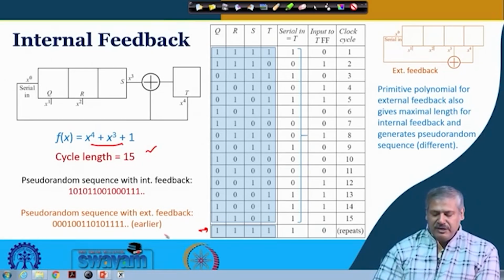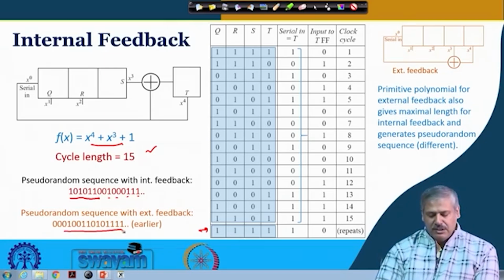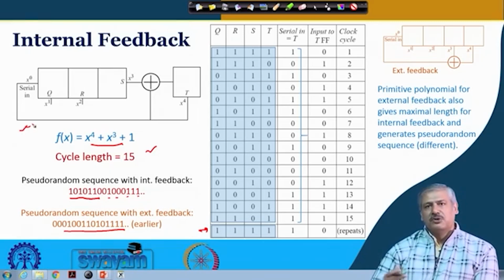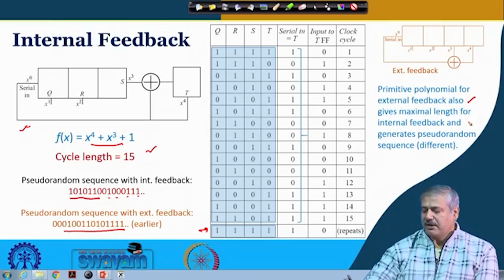But in this case, the pseudo random sequence that is getting generated is 1 0 1 0 1. So, whatever you see over here, and for the other case we saw something else. So, the number getting generated and fed serially could be different, but maximal length is there for both the cases. So, this is one important thing we take note of, that the primitive polynomial for external feedback also works as a maximal primitive polynomial for internal feedback, and generates pseudo random sequence. Clear?